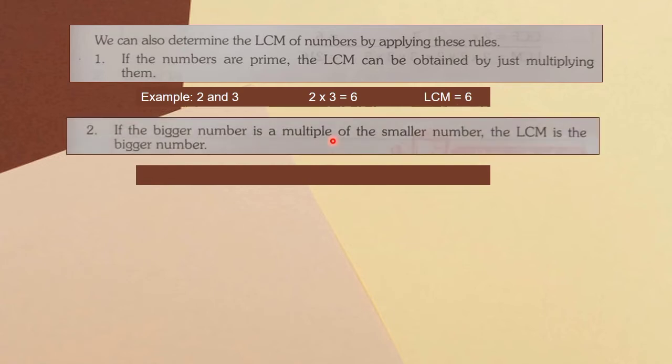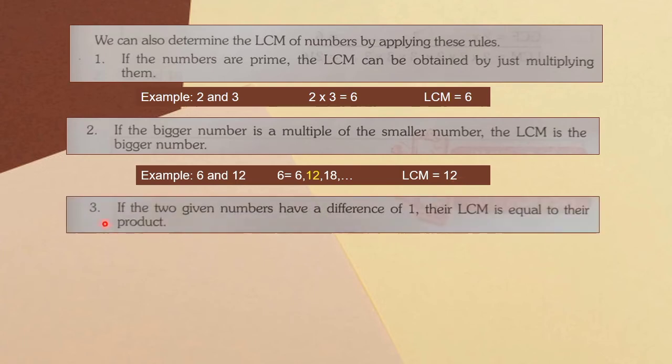Rule number 2. If the bigger number is a multiple of the smaller number, the LCM is the bigger number. Example: 6 and 12. The multiples of 6 are 6, 12, and 18. Notice that 12 is a multiple of 6. Therefore, the LCM of 6 and 12 is 12.